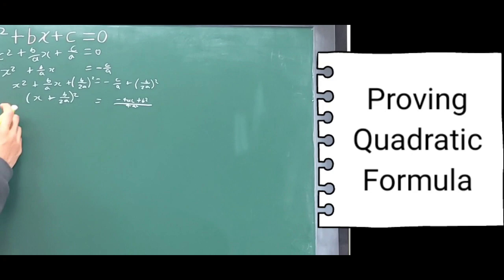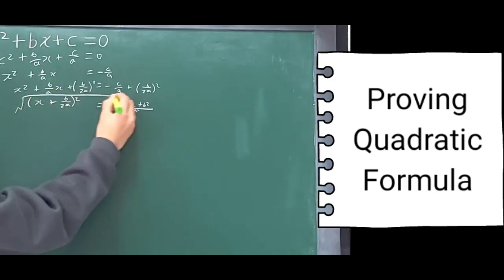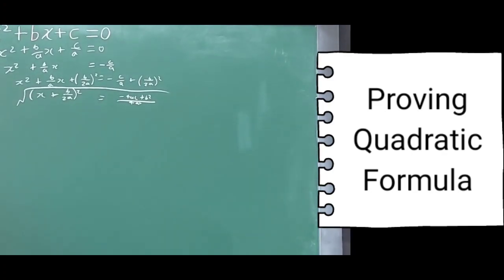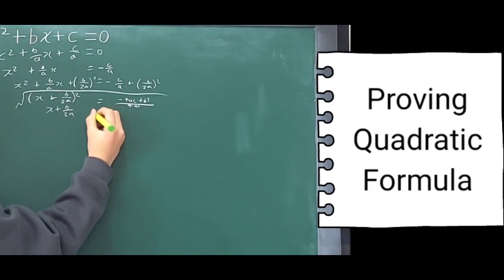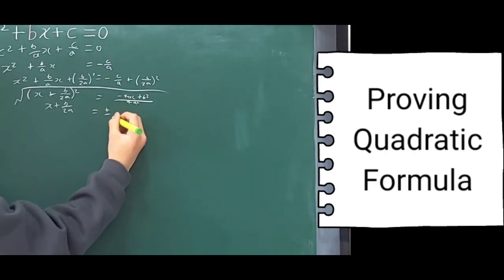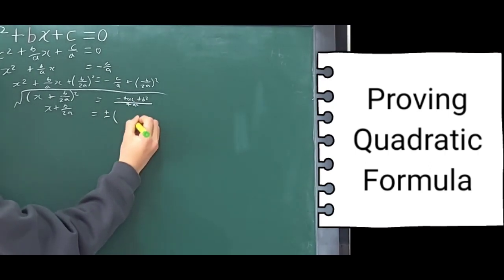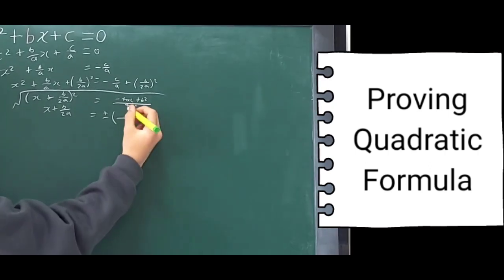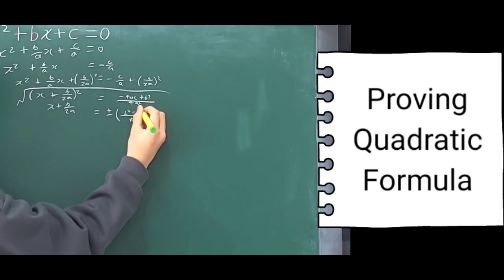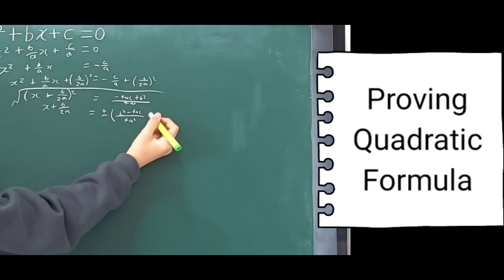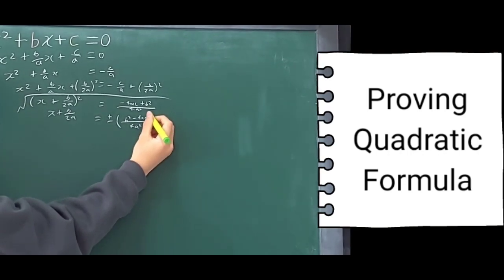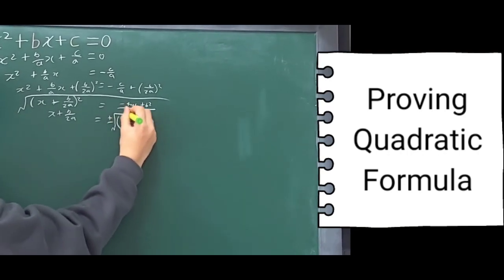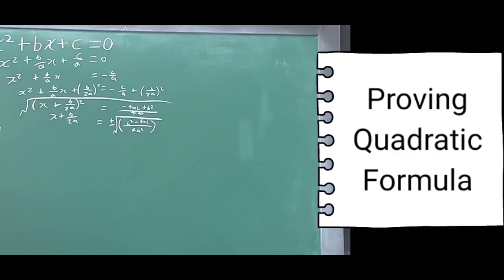So now I want to take the square root of this on both sides so that I can get x plus b over 2a is equal to plus or minus the square root of b squared minus 4ac over 4a squared. And I need to do the square root of this, like this.